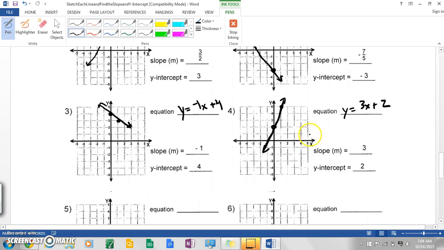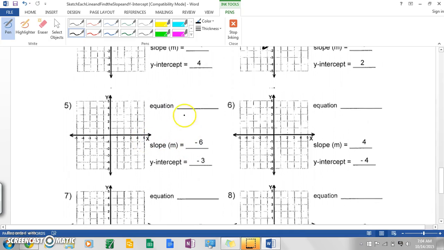I want to go ahead and did 3 and 4. The equation for 3 is y equals negative 1x plus 4. Here's the graph for it. 4, y equals 3x plus 2. Here's the graph for it. Moving down to 5, our equation would be y equals negative 6x plus 3, plus negative 3, or y equals negative 6x minus 3.